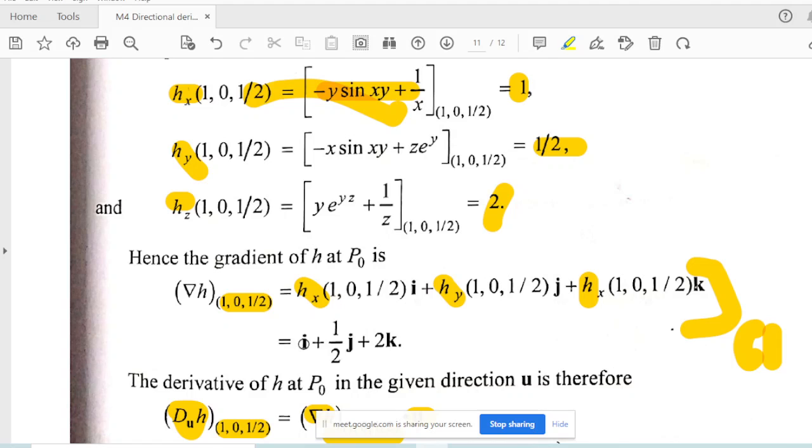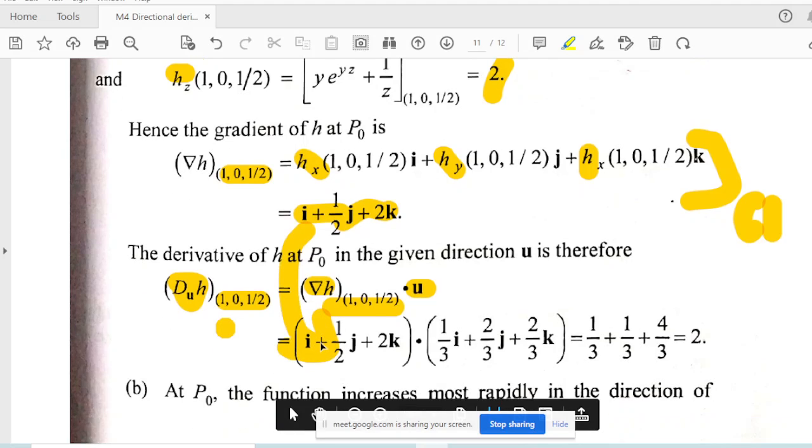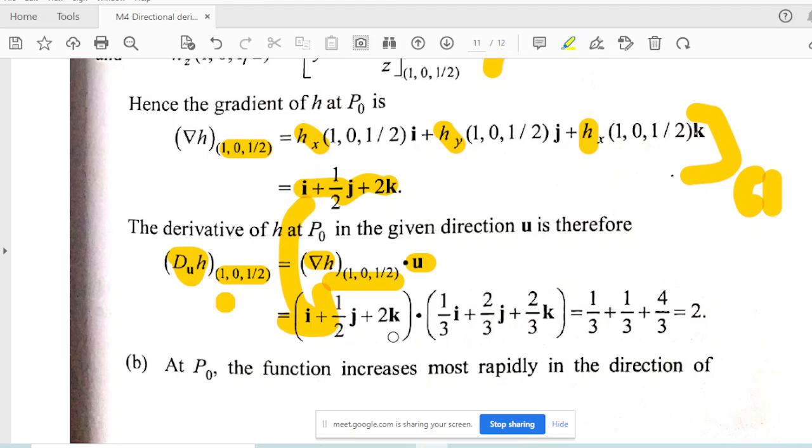So when you're directly substituting, you get i cap plus 1 by 2 j cap plus 2 k cap. Now we need this, that's why we are going to put this particular value here. So you get i cap plus 1 by 2 j cap plus 2 k cap dot 1 by 3 i cap plus 2 by 3 j cap plus 2 by 3 k cap. So when you're doing the dot product, multiply the coefficients and then add. Okay, so you'll be getting 2.